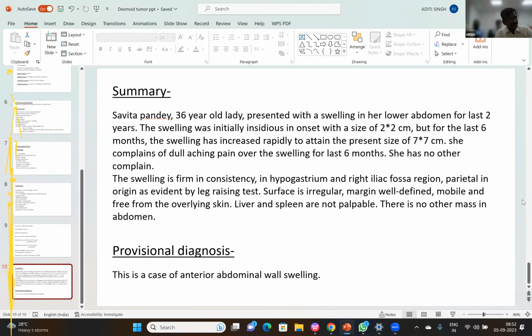We will assess if there is recurrence of the tumor, because it's common. Next plan is, the patient will be coming back to you with the histopathology report.